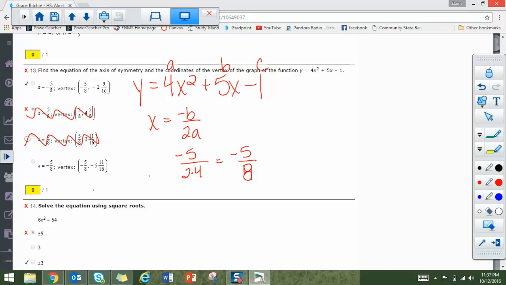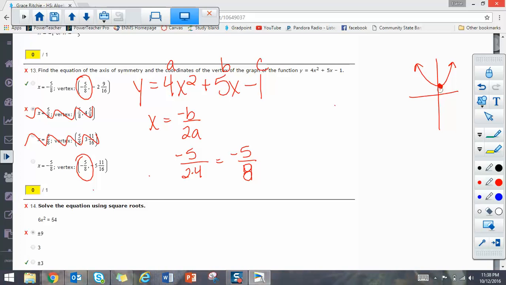Now you have to take that axis of symmetry and plug it into the equation in order to get the y value of the vertex. So this is the axis of symmetry. It's also the x value of the vertex. Remember that the vertex of the parabola is this point here, either at the bottom if it opens upwards or at the top if it opens down.